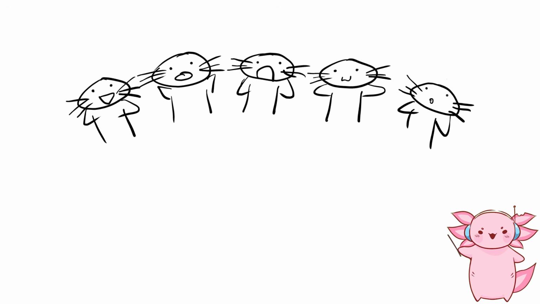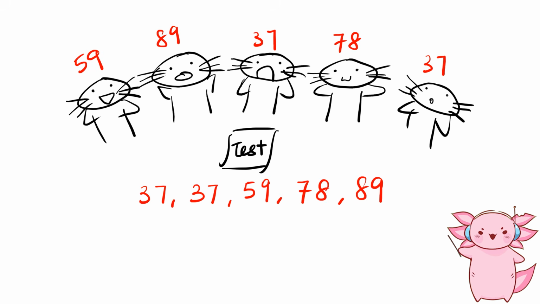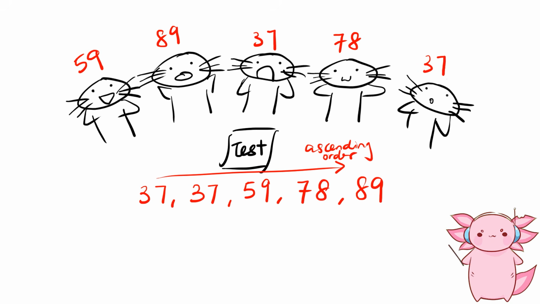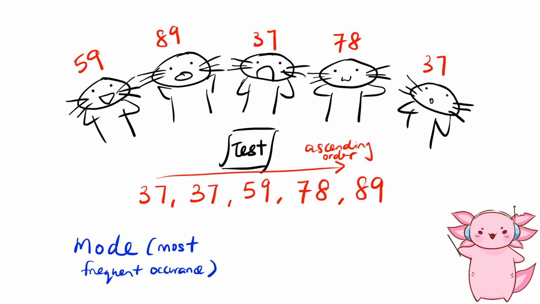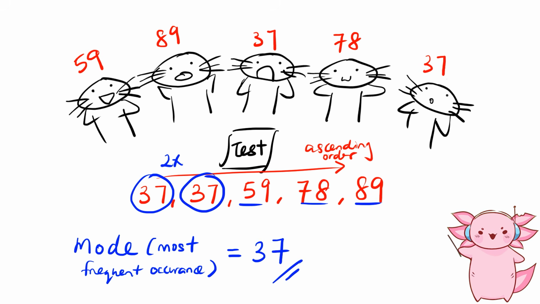Let's say we have 5 math axolotls that take a test, and here are their test scores, and we can start by arranging them in ascending order. The mode is basically just the score that occurs the most frequently in the dataset, and 37 here appears 2 times while every other score appears only once, so the mode is 37.